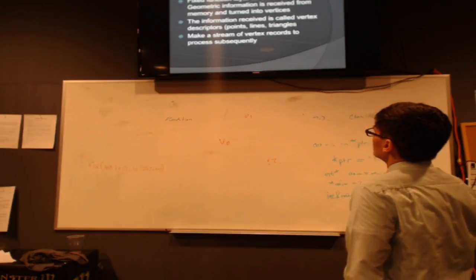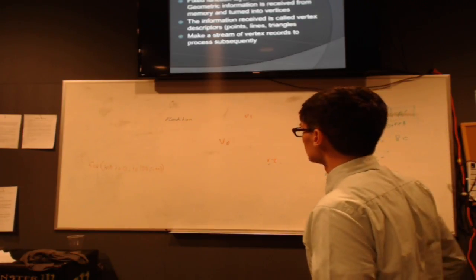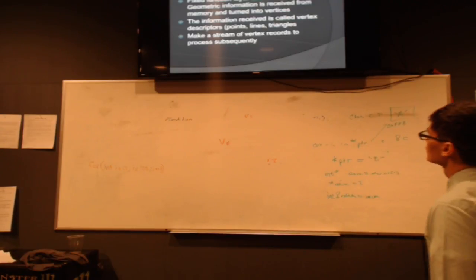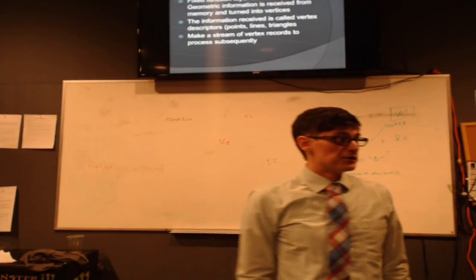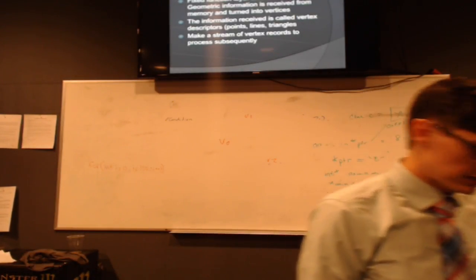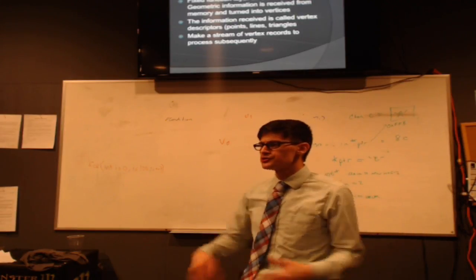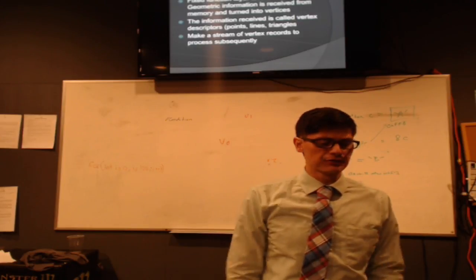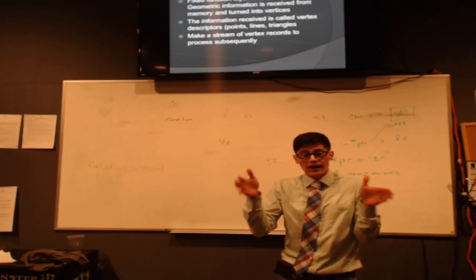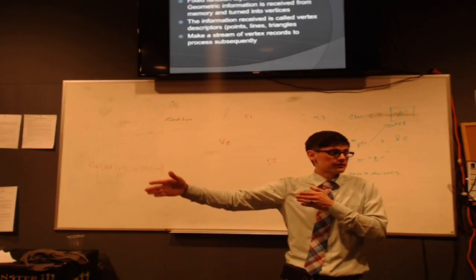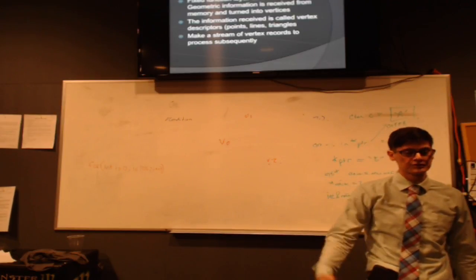So, the information received is called vertex descriptors. So, points, lines, and triangles. We then make a stream of vertex records to process subsequently. We have to have the stream of data, just like your STD streams, with the characters that go out. We have a stream of data that we're going to manipulate, but we have to tell it how the data is going to be given. So these are points, this is color, and so on and so forth. And then the shader is going to be written in a fashion that will support that.